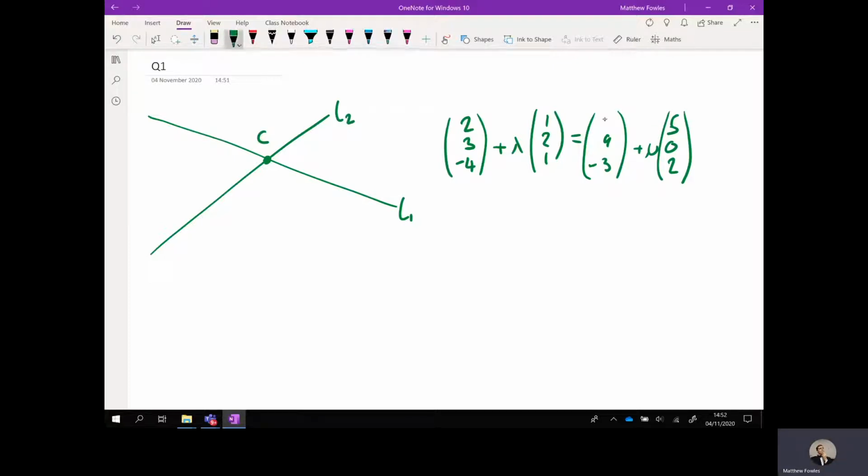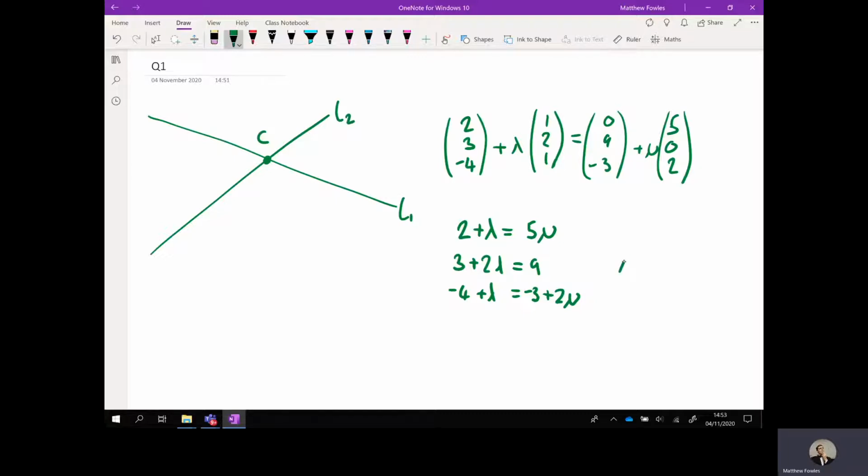When making two vector lines equal to one another, you can set up three simultaneous equations for the i, j, and k components respectively. So that gives us 2 plus lambda is equal to 5 mu, 3 plus 2 lambda is equal to 9, and -4 plus lambda is equal to -3 plus 2 mu. We then solve these three equations simultaneously. Any pair can be used to do this, and you can check your answers in the third equation.